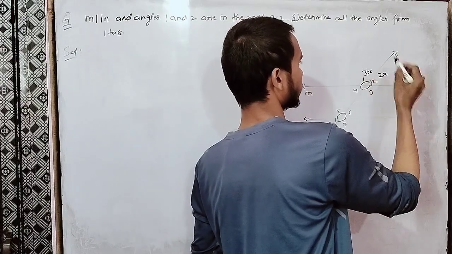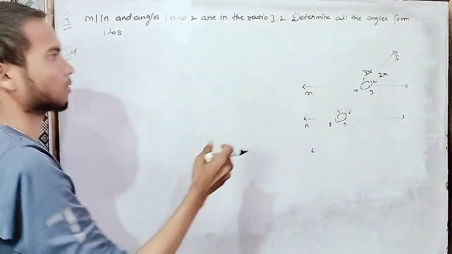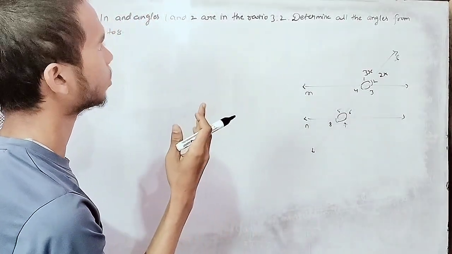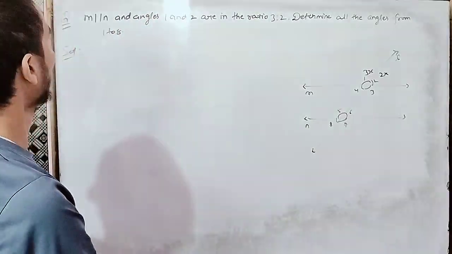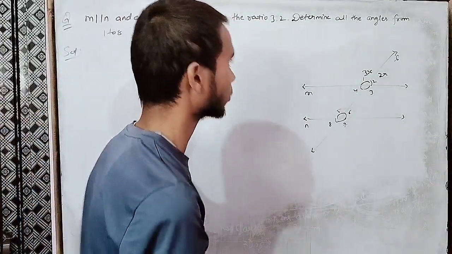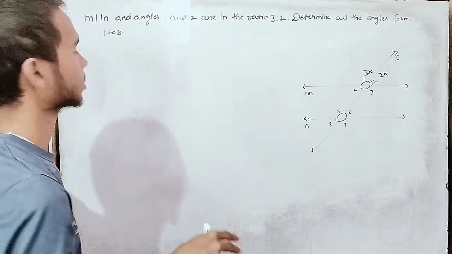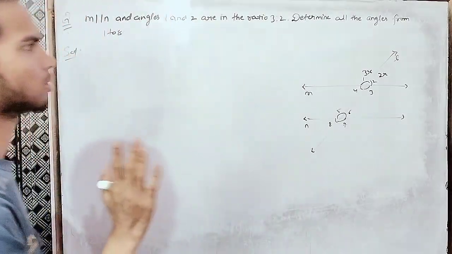This angle, that's why we apply x with both the two. Okay, determine all the angles from 1 to 8 with the given ratio. Now, I don't have a problem. M is a line. Can we say M is a straight line? M is a straight line.